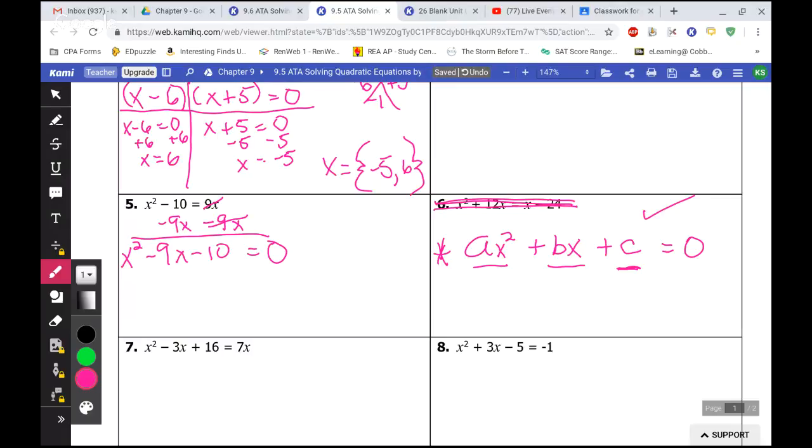So now I'm looking for two factors that multiply together to give me a -10.